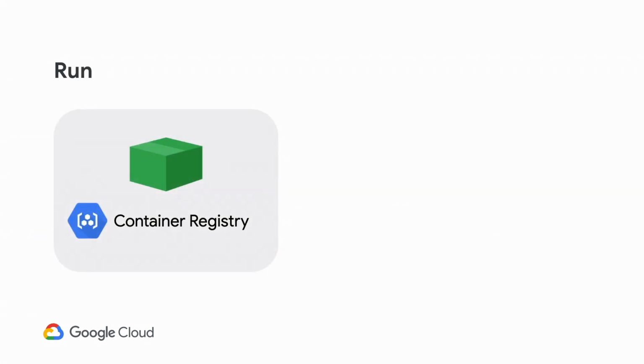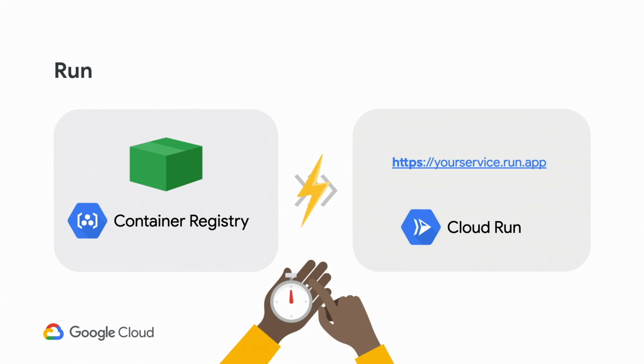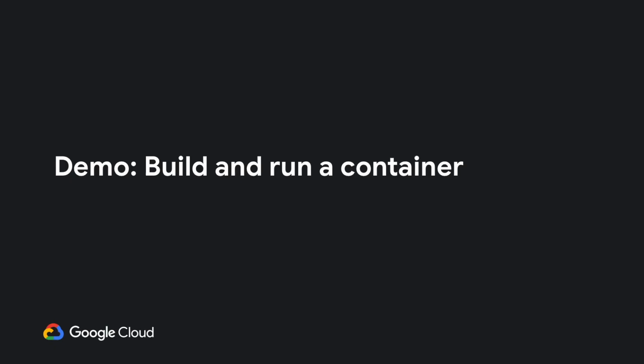So then how do you run it? Once you have the Docker container image ready, probably in the Google Container Registry, you just deploy it to Cloud Run. And typically this happens within seconds, normally under 1 minute. So I'm going to show you a demo here.